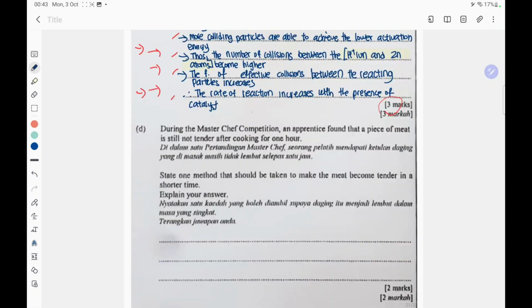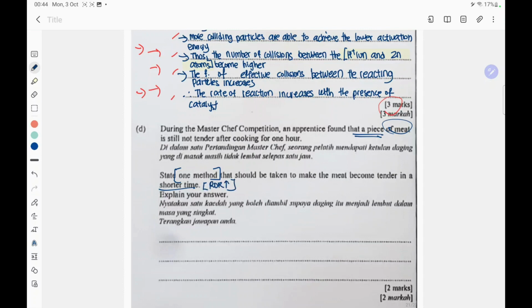Good. Okay, the last question, D. During the MasterChef competition, an apprentice found that a piece of meat is still not tender after cooking for 1 hour. It's one piece of meat. So suggest or state one method that should be taken to make the meat become tender in a shorter time, which means you want it to be cooked faster, which means you want a higher rate of reaction.